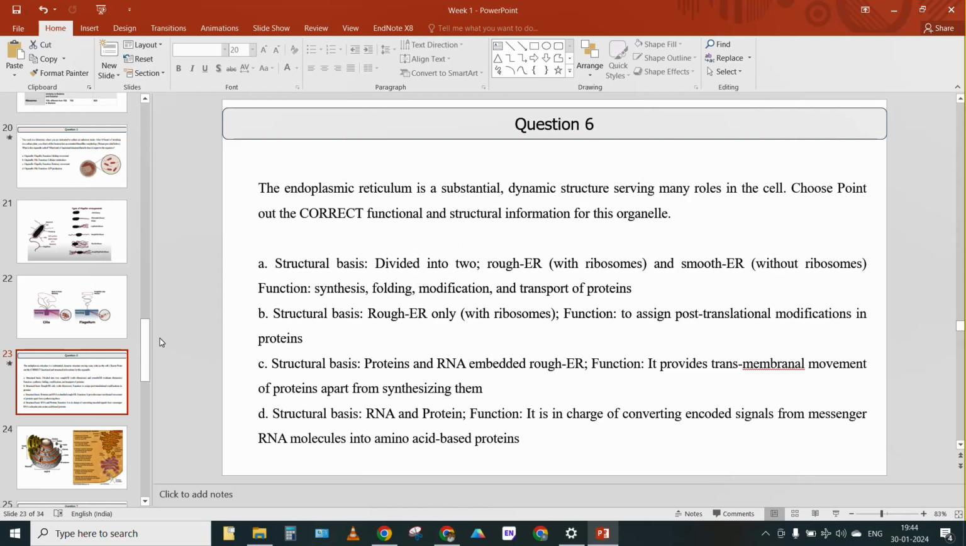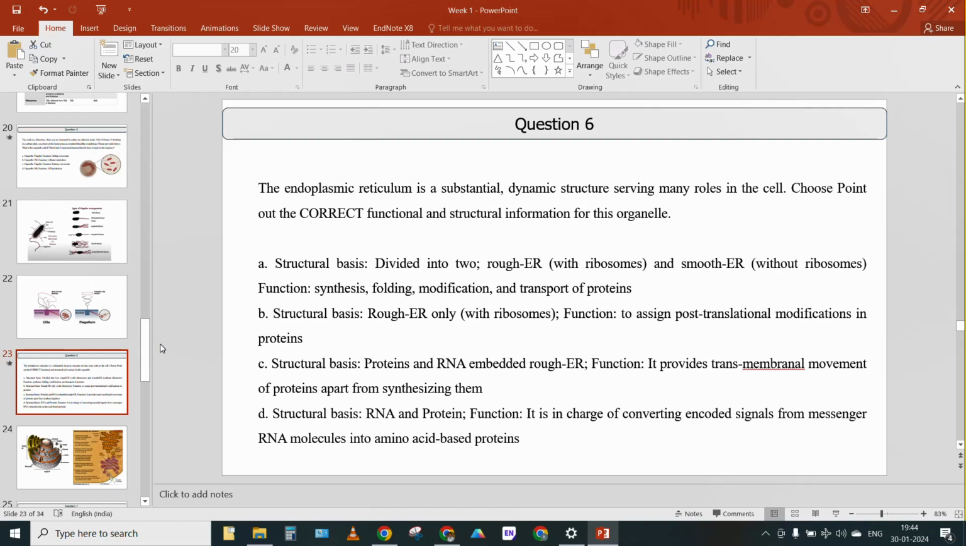associated with the rough endoplasmic reticulum. And smooth endoplasmic reticulum helps in secretion of hormones like progesterone, and it also helps in transfer. Golgi bodies are also associated with the endoplasmic reticulum, so they transfer the molecules or proteins, whatever they secrete. Exactly. Option A is correct.